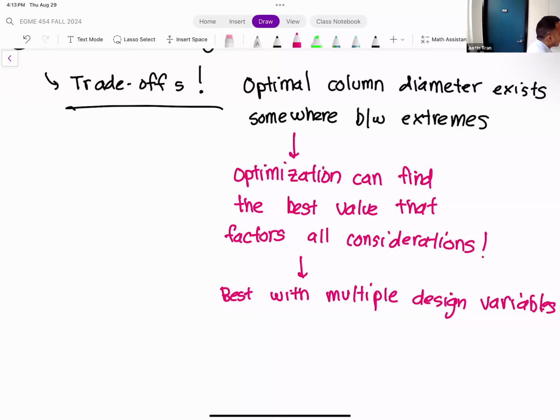So a lot of the problems that we're going to do in this class are going to be multiple design variable problems, because that's where optimization really shines. You take a complex system with multiple variables and you find optimal values for them all at the same time.